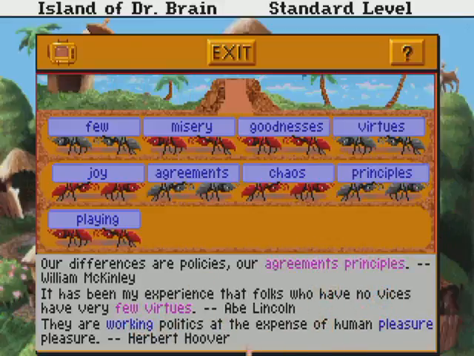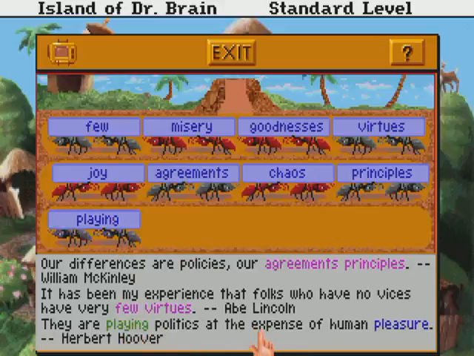That's right. Alright. They are working politics at the expense of human pleasure. Herbert Hoover. They are playing politics at the expense of human misery.